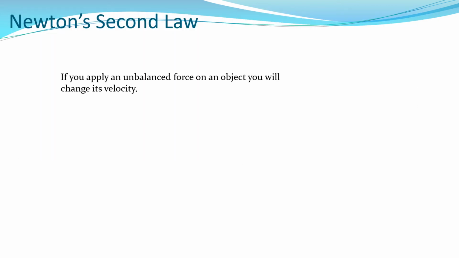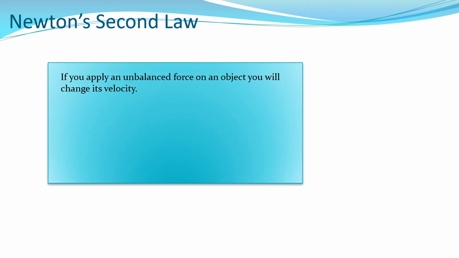So let's look at Newton's second law then. We've already said that balanced forces mean something is staying at rest or it's moving at a constant speed. So what happens then if we've got an unbalanced force, like in that last example of the cat I talked about? Well, if you apply an unbalanced force, you will change its velocity. It will start going quicker in one direction.